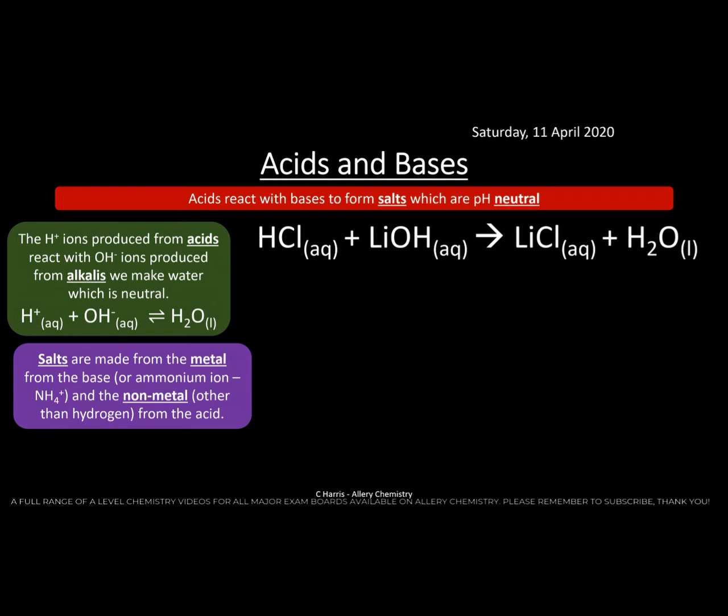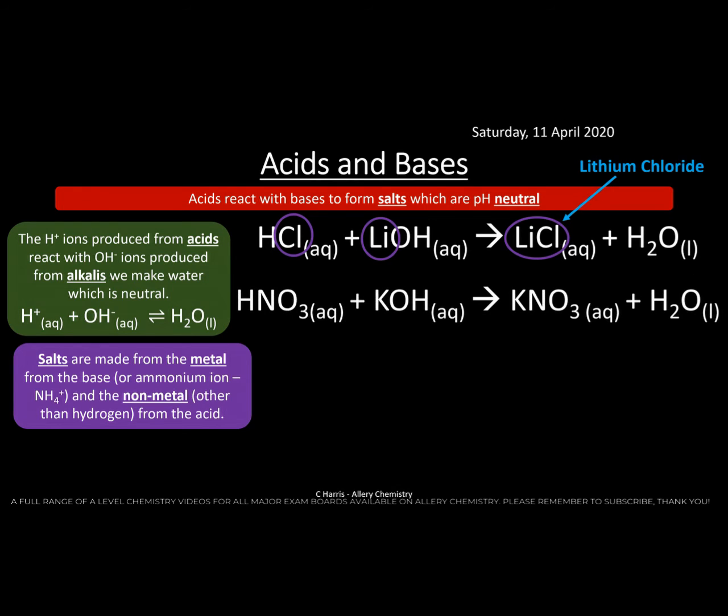So salts are made from the metal from the base. So in this case, there's the metal from the base, lithium, or ammonium, depending on what it's reacting with, and the non-metal of the acid. So this is the non-metal here, the chlorine from the acid. So it's the metal and the non-metal, and that forms the salt. So that's how you know what salt's produced. So in this case, it's lithium chloride.